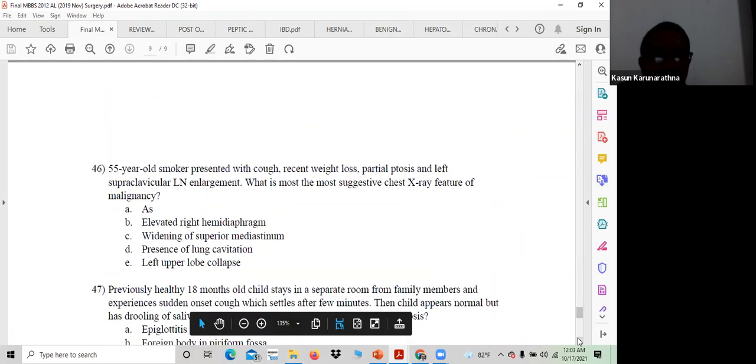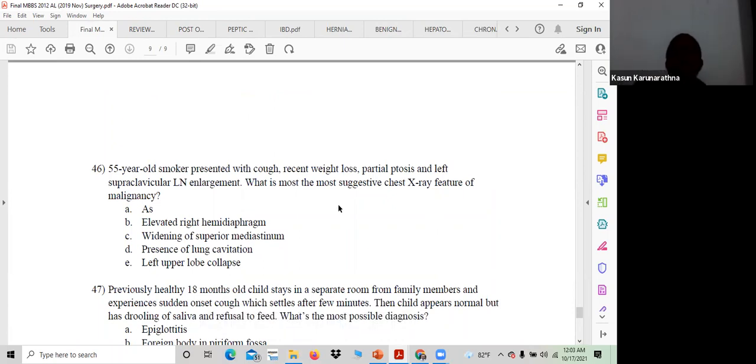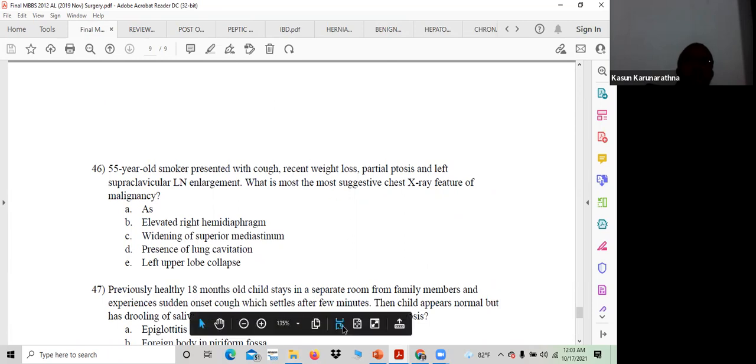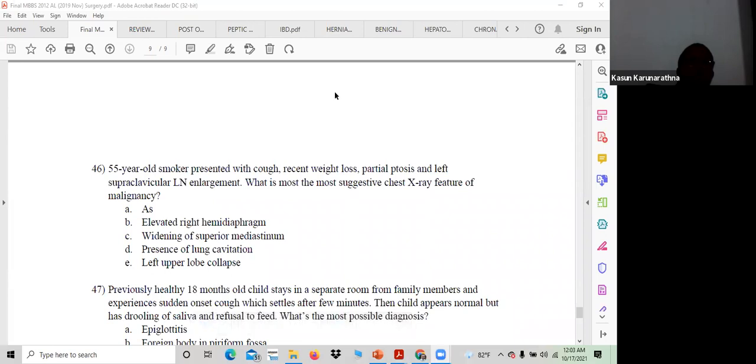46. A 55-year-old smoker presents with cough, recent weight loss, partial ptosis, and left supraclavicular lymph node enlargement. What is the most suggestive chest X-ray feature of malignancy? What is his clinical presentation? Smoker, cough, weight loss, ptosis, supraclavicular lymph node. There is a clinical picture of Horner syndrome.